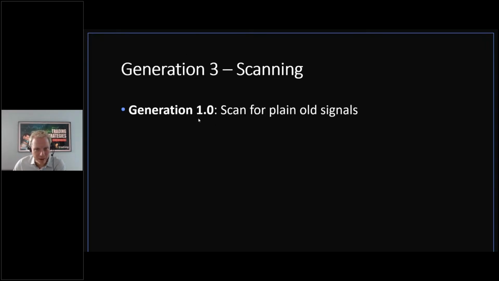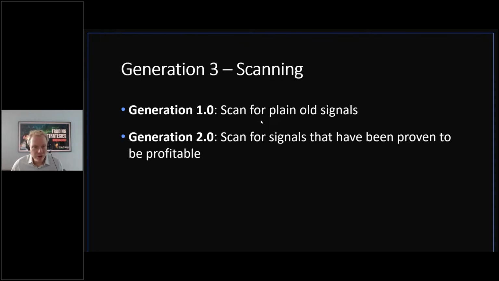So generation 1 is basically a plain old signal scan. You run your scan, and you see which symbols currently perhaps have a long signal and which symbol has a short signal. That's generation 1. That's old school. Generation 2 is to see directly in your scan results which signals are more likely to be successful, basically allowing you to rank your signals directly in your scan results.